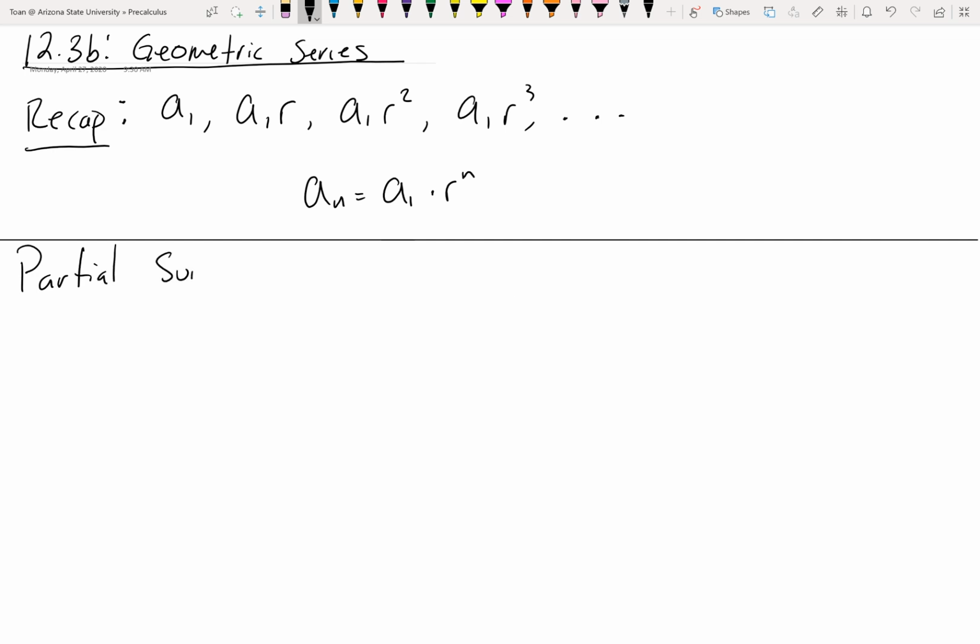But let's talk about the partial sum of a geometric sequence, aka geometric series.